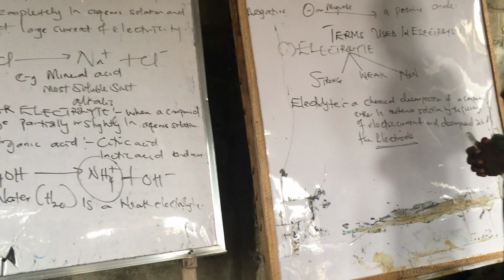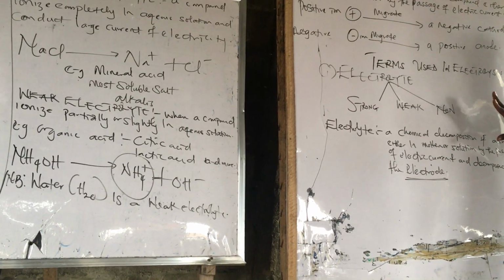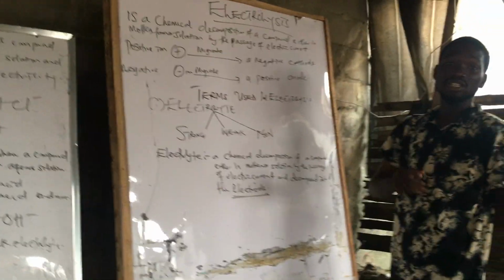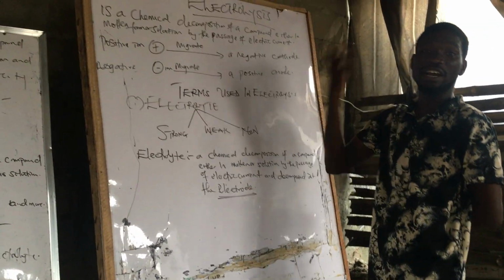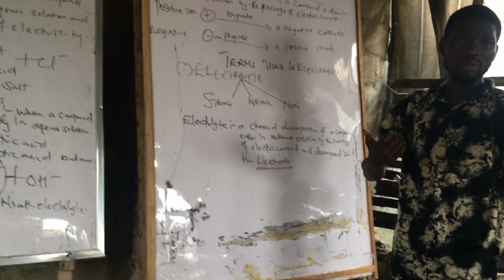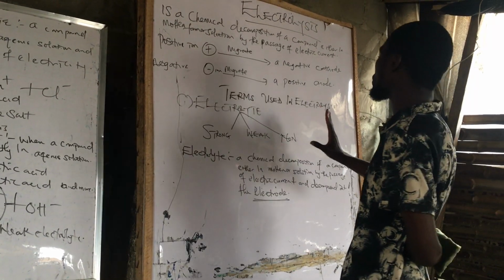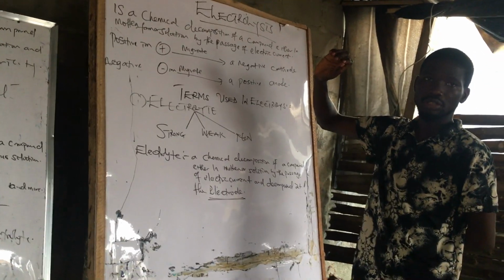The last one is the non-electrolytes. Non-electrolytes do not conduct electricity, nor do they ionize. Rather, they are mainly organic compounds. And when we look at organic chemistry, which I dropped a video on last year, there are many organic compounds and they are covalent in nature. Are you with me now? So mostly non-electrolytes are covalent compounds.